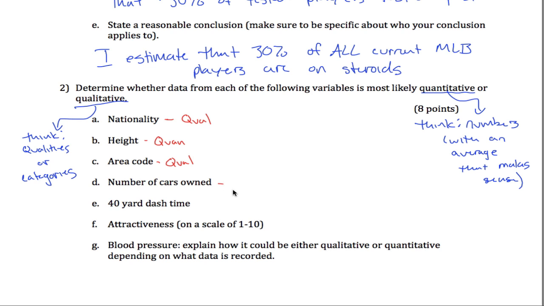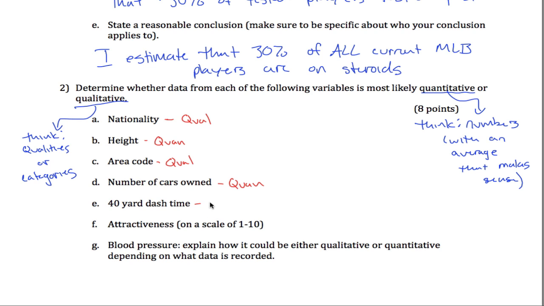Number of cars somebody owns, I would say that is quantitative. It's numbers. You own 3 cars. I own 2 cars. Someone else owns 1 car. In our sample, the average person owns 2.2 cars. Sure, that all makes sense. I think that would be quantitative.